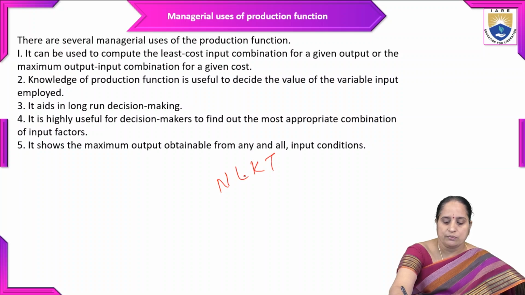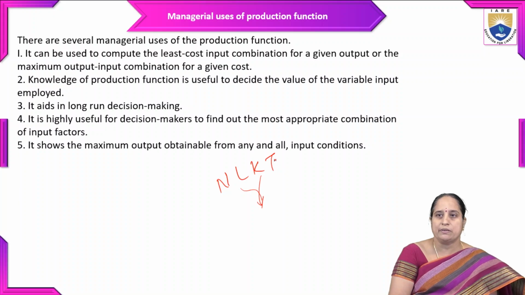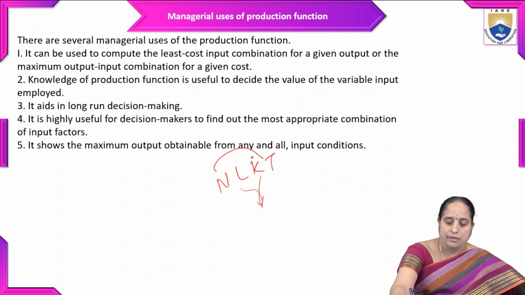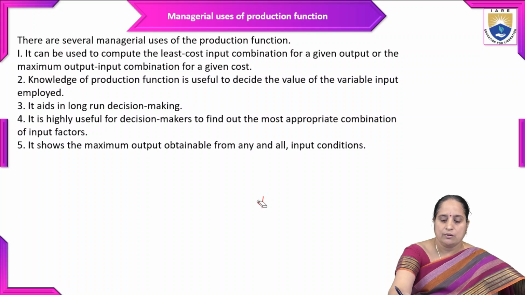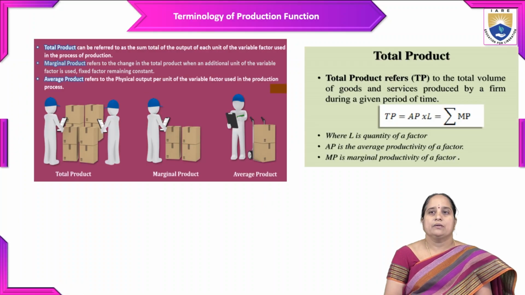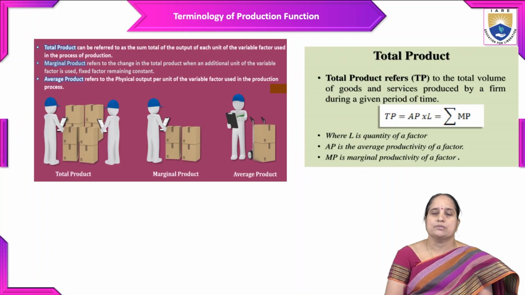Whether NLKT, these four, the combination, would you like to go with labor and cost of capital, or else natural resources and technology, and which combination you are going to consider? Based on that you are going to maximize your output. Then the terminology of production function.